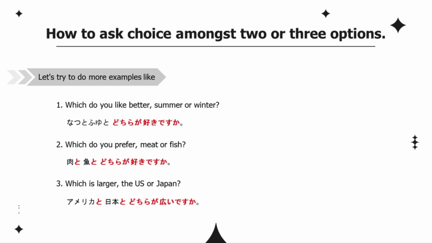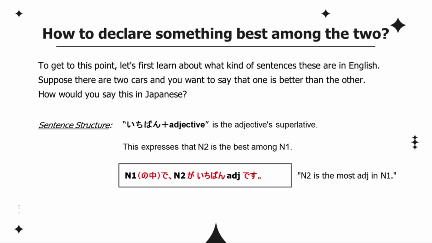アメリカと日本とどちらが広いですか？ 8. How to declare something best among the two. To get to this point, let's first learn about what kind of sentences these are in English. Suppose there are two cars and you want to say that one is better than the other. How would you say this in Japanese?